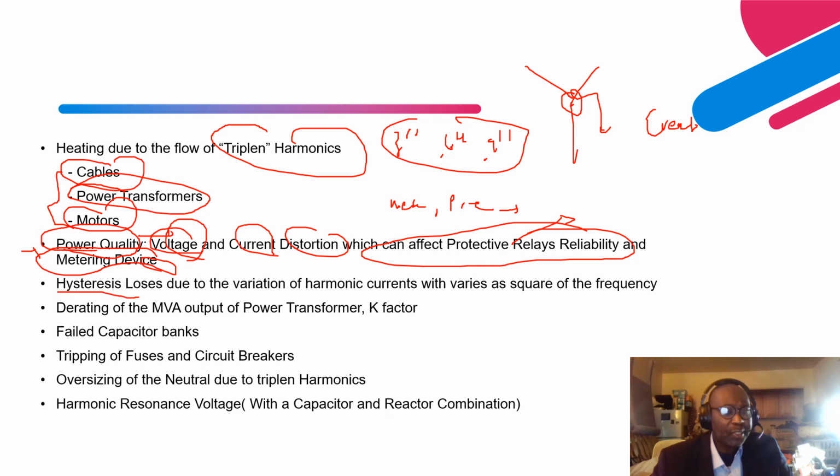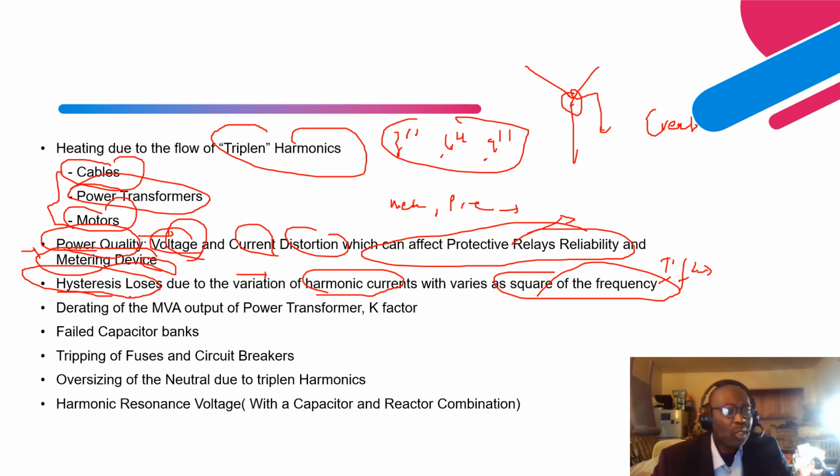Next is hysteresis losses. These create variation of harmonic current, and that is based on the square of the frequency. So you have a current squared and you have a frequency squared, and that creates a lot of heating.